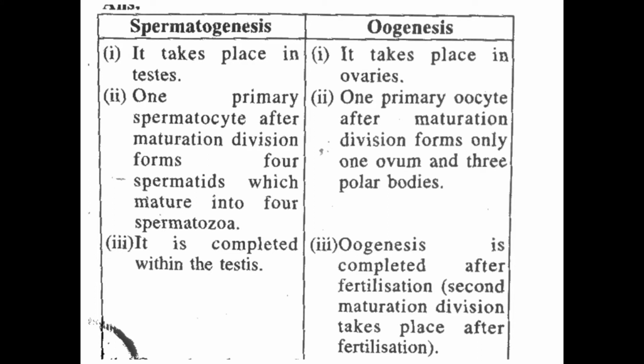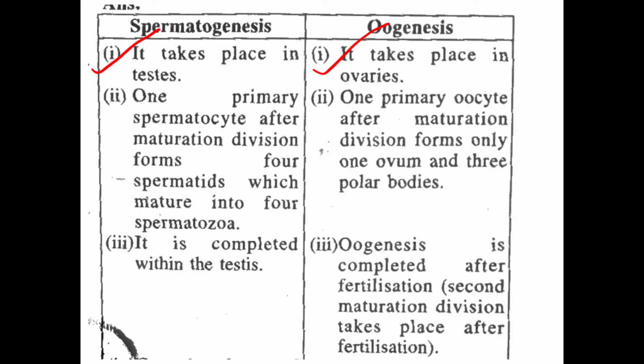Next, spermatogenesis and oogenesis. First, we can write the process by which haploid sperms are produced from the diploid germ cell of testis is known as spermatogenesis, and the process by which haploid ovum are produced from the diploid germ cell of ovary is known as oogenesis. This is the clear definition. Spermatogenesis takes place in testis, oogenesis takes place in ovary.